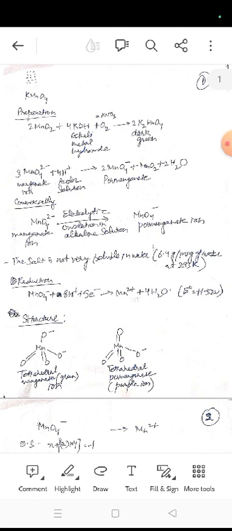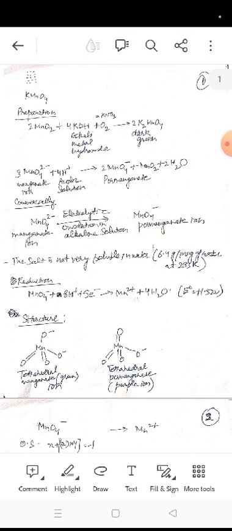So this potassium manganate in acidic solution gives you permanganate plus MnO2 plus 2H2O. Commercially, this manganate ion is converted to permanganate ion by electrolytic oxidation in alkaline solution. This salt is not very soluble in water, 6.4 gram per 100 gram of water at 293 Kelvin.